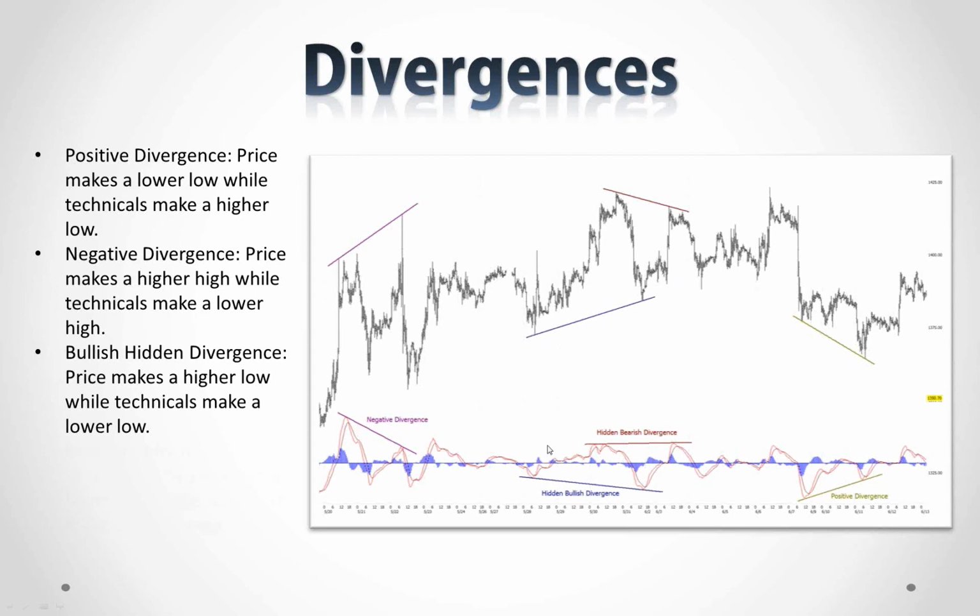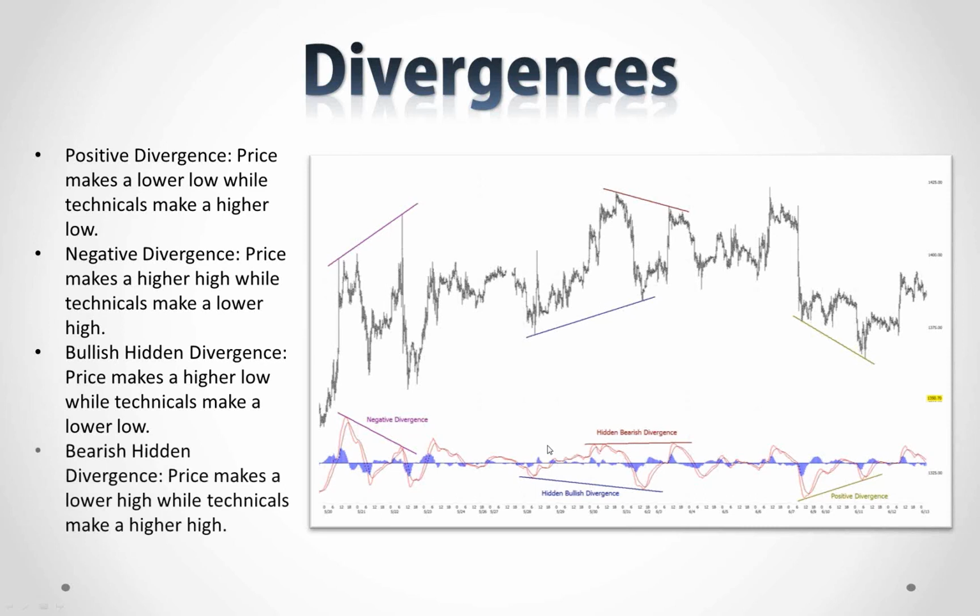Then we have hidden bearish divergence, which is the opposite, which happens when price makes a lower high while technicals make a higher high. This specific example might not be the best. I tried to just find a chart that had all four of these on the same chart, but this is more like an equal high, I would say, on the MACD. But as you can see, price is making a lower high.